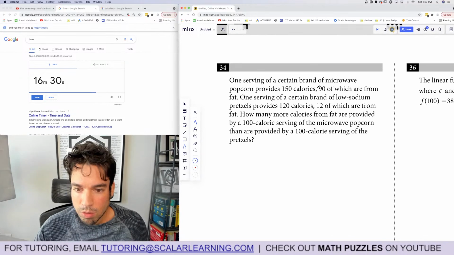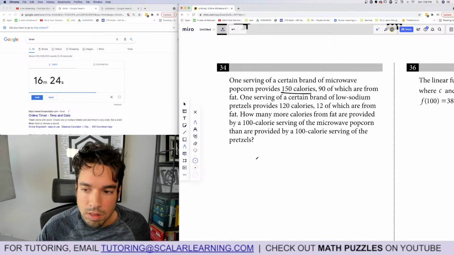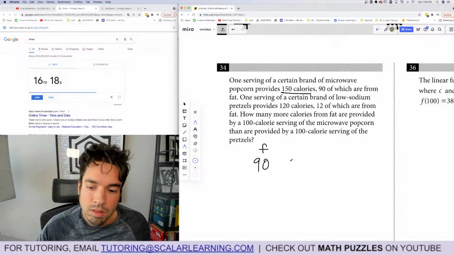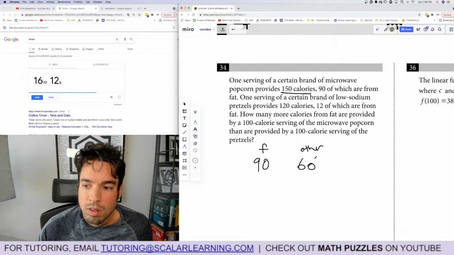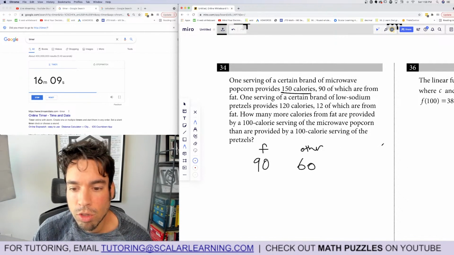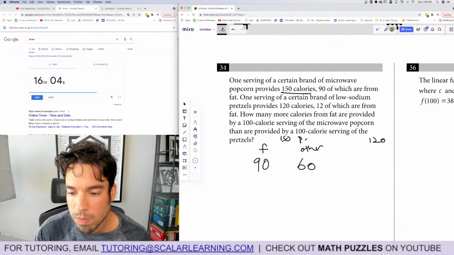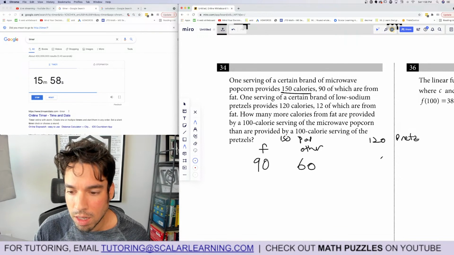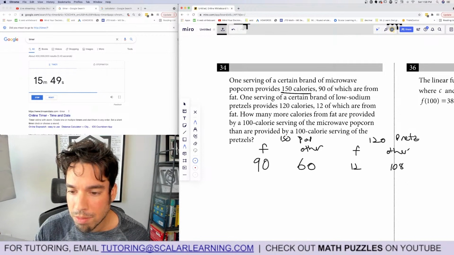One serving of a certain brand of microwave popcorn provides 150 calories. Okay, 90 from fat, 60 other. One serving of a certain brand of low sodium pretzels provides 120 calories. This is popcorn, this is pretzels. Both have to start with P, right? 120, 12 of which are from fat, 108 from other. Maybe that doesn't even matter, but whatever.